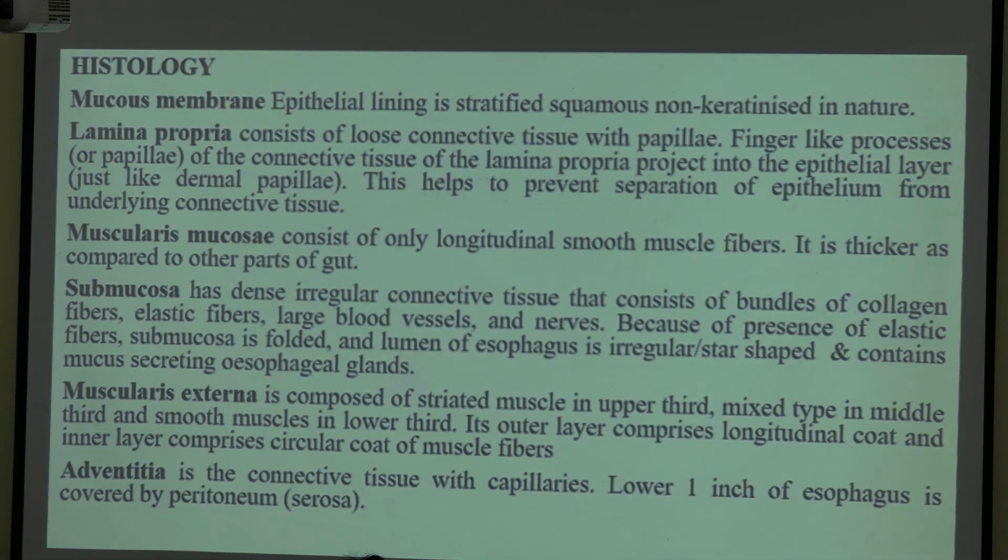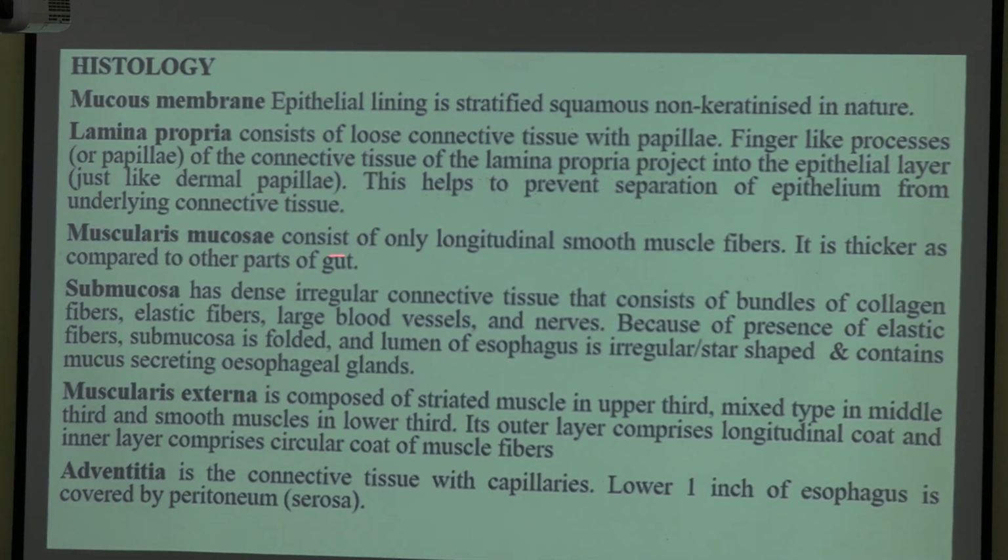Why? Because whenever we are swallowing something, continuous friction is taking place, so the lining epithelium could separate from the lamina propria. The lamina propria goes and holds the epithelial layer so that it will not get separated. That is the importance of the lamina propria, where the papillae are present, and that can be seen easily under the microscope.